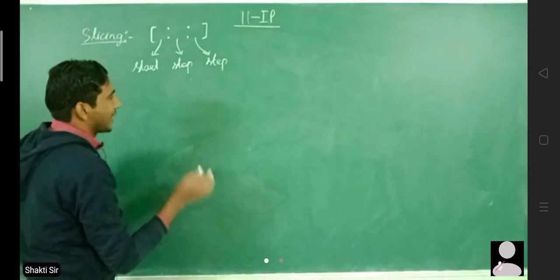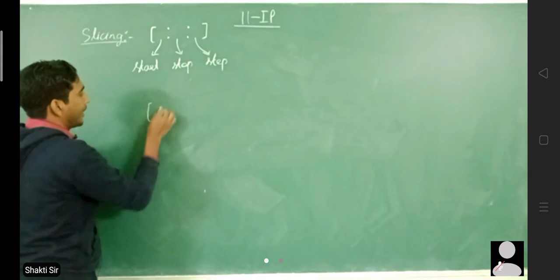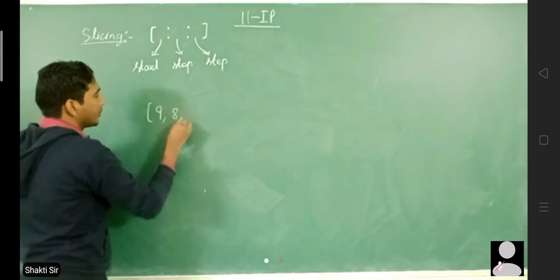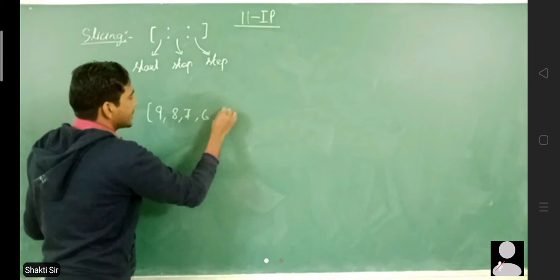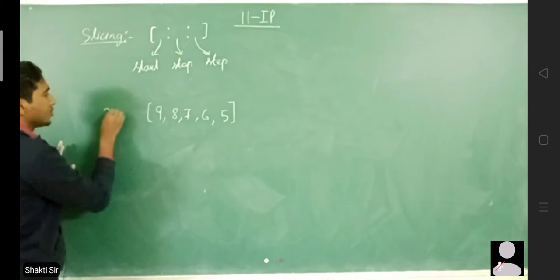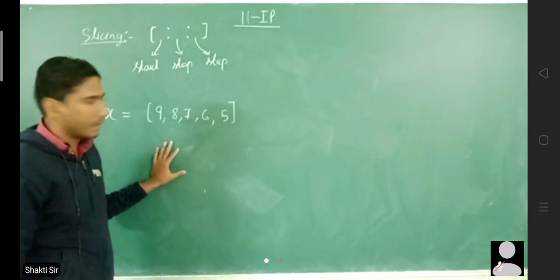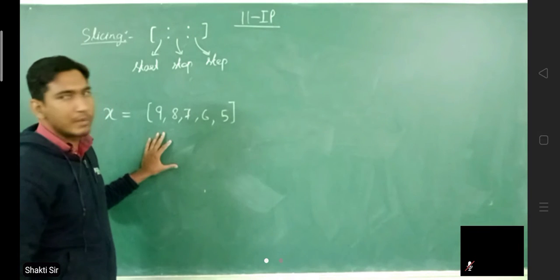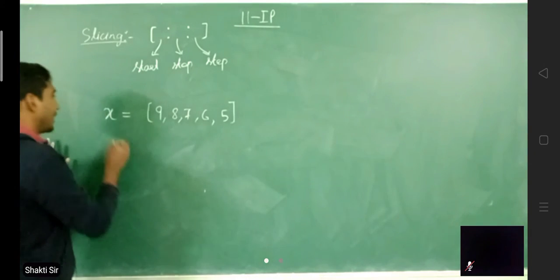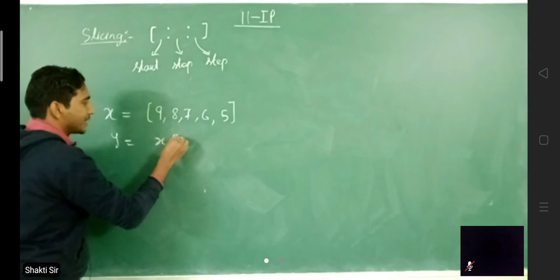Yeah, so basically, how do we use slicing? Suppose we have a list like 9, 8, 7, 6, 5. x is equal to this list. Over that list we can use slicing like this. We can take another variable y is equal to x, and here we can use slicing like this.